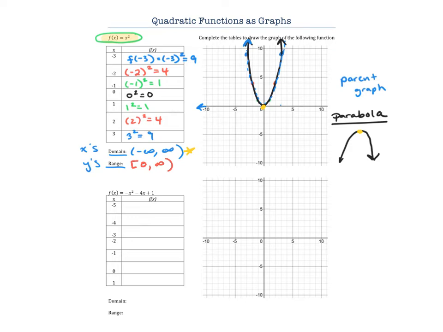Now, not every quadratic function looks like this. Sometimes they have what we call transformations. Like this one has 3 terms, negative x squared minus 4x plus 1.